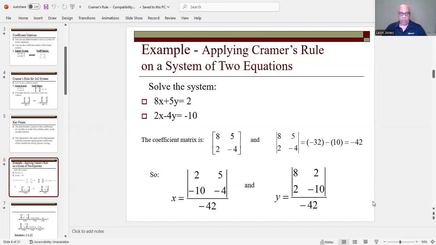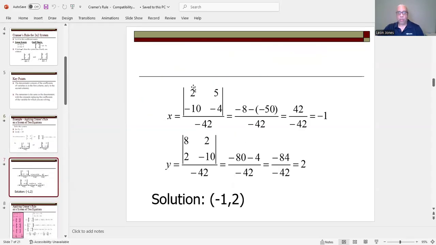for your x and y values, here's what you're going to do. You're going to take and do the same thing. You got your 42. So you're going to have 2 times minus 4 is minus 8 minus a minus 50. Now, when you have a minus and a minus, they cancel out and become a positive. So you get 42. So now you have your numerator is 42 and your denominator, which is your determinant, is negative 42. So that matrix equals 1.